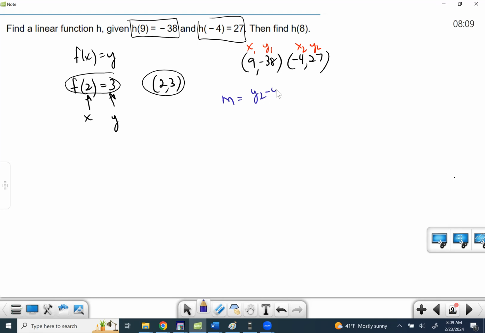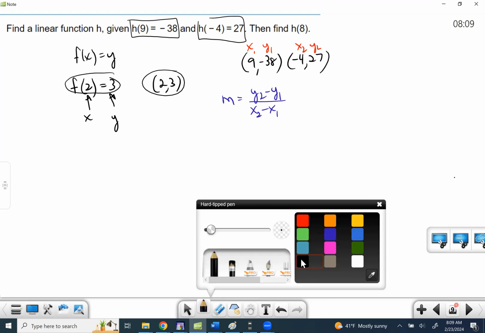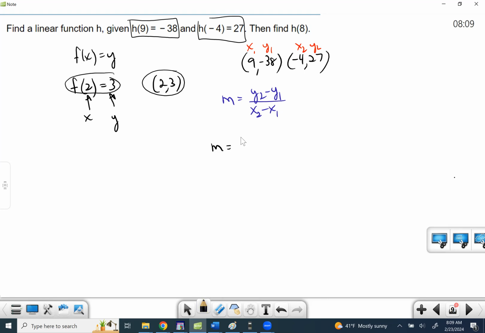So let me write down the slope formula just to ground myself and help me memorize it. All right, so let's go ahead and substitute in. So 27 minus negative 38. This is actually going to become plus because of the minus and negative. Then x2 is negative 4, and then minus 9. So we did y2 minus y1 and x2 minus x1. Let's see what we get. 27 plus 38 is 65, I believe. And then this is going to be negative 13.